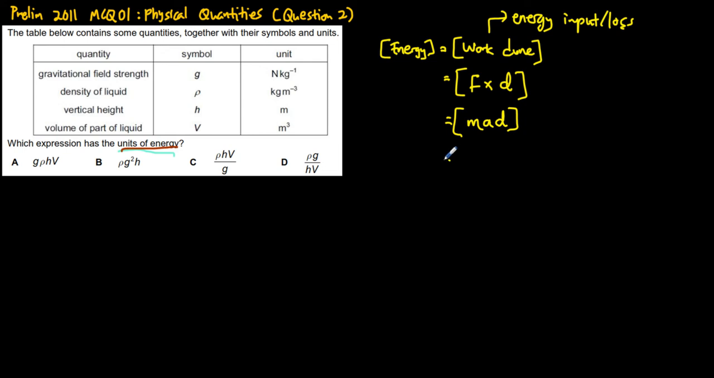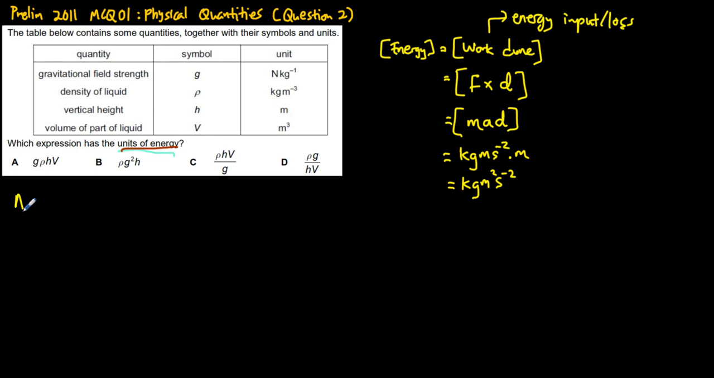Now, what is the unit for mass? Kilogram. What is the unit for acceleration? Meter per second square. What is the unit for displacement? Meter. Displacement is length, right? It's just a vector of length, so it's in meter. So the answer is kilogram meter square per second square.